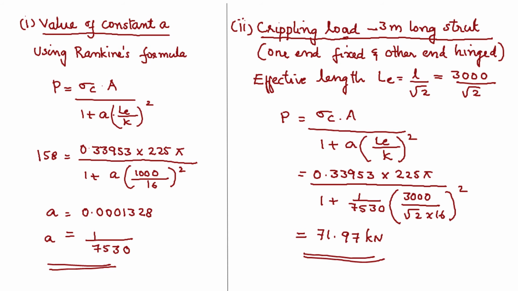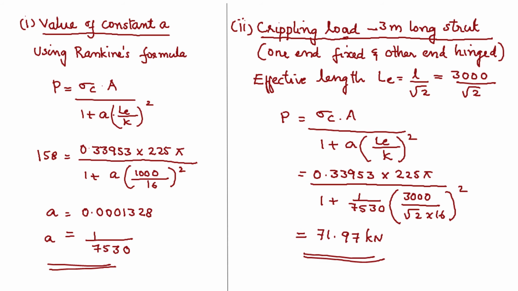Using Rankine's formula, P is equal to sigma C into A divided by 1 plus A into LE by K whole square. P is equal to 158. We can substitute all values. The only unknown is Rankine's constant A, which is 1 by 7530.